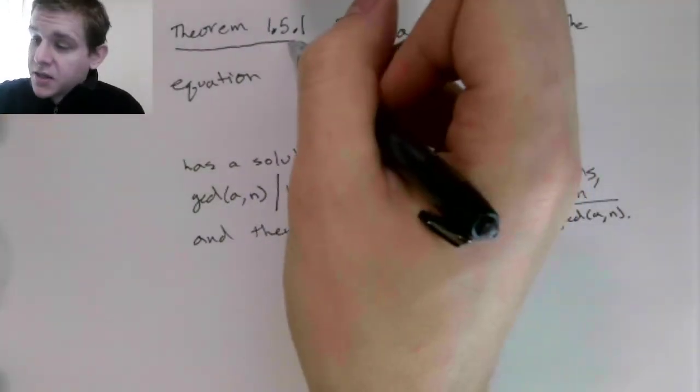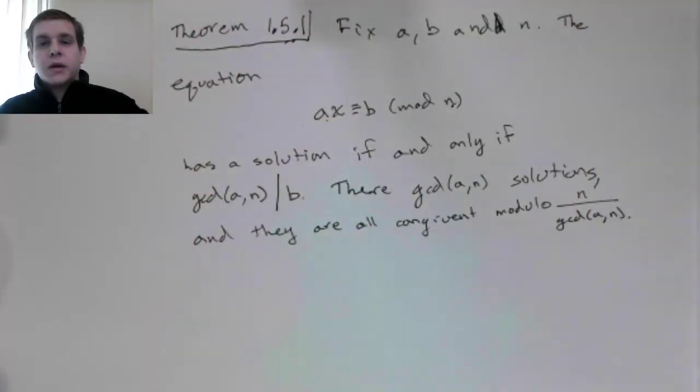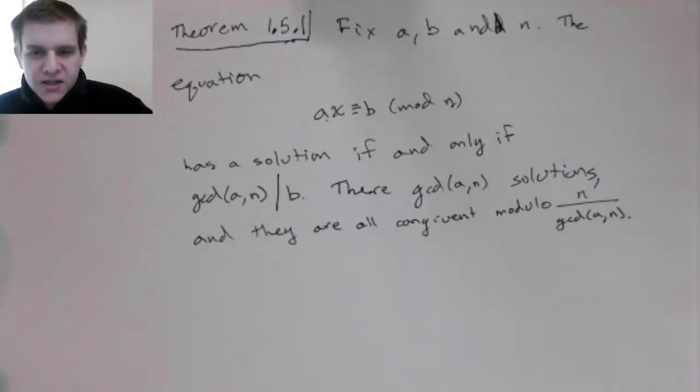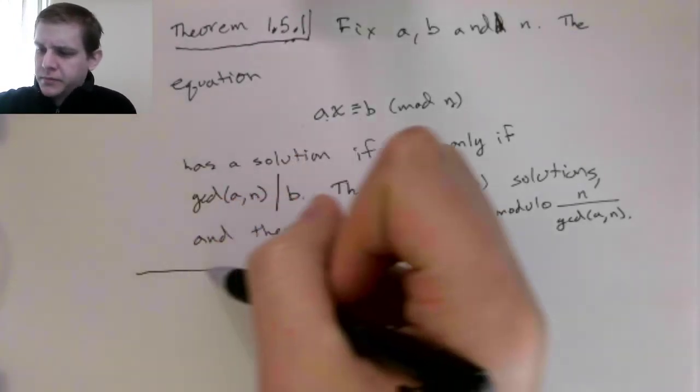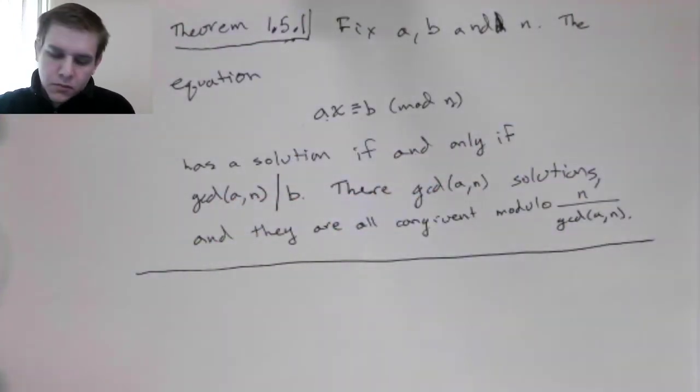So this is the statement of theorem 1.5.1. It's our basic test as to whether or not we can solve a linear problem. So I'm going to start the proof of this, and then I'll probably finish it next time because we're already at 35 minutes, and like I said, I want to keep these at 40 minutes. So what's the proof?